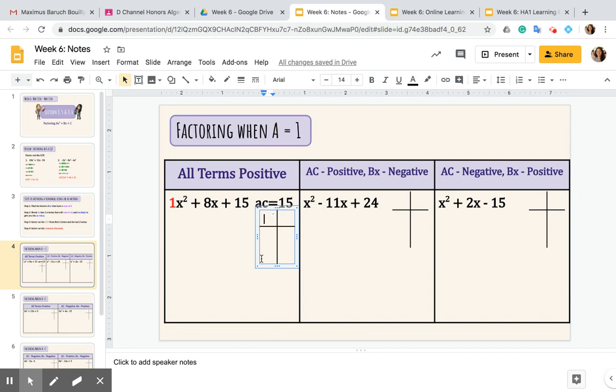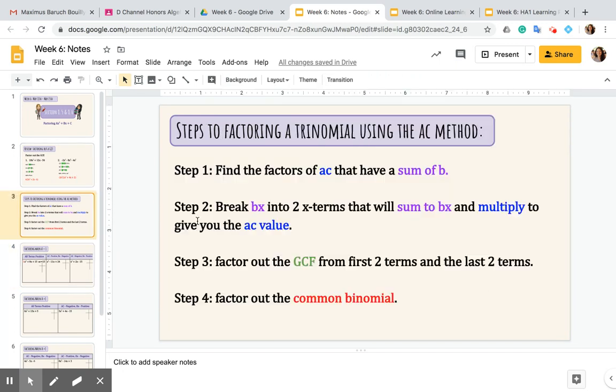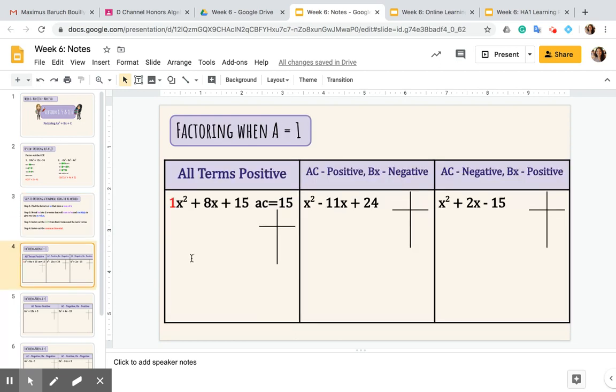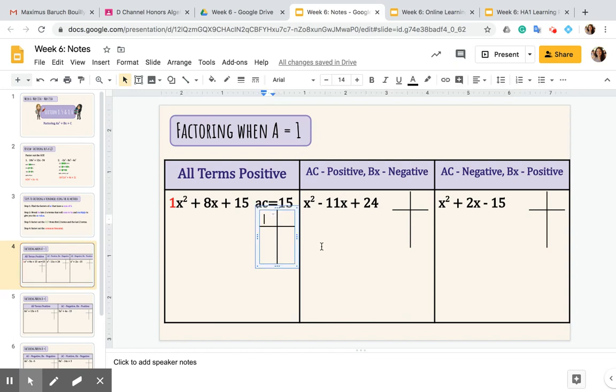I've included a little table here so that I can systematically try to find the factors of AC that sum to B, because I might not get it on my first try. It's kind of like guess and check. 15 is not that bad of a number. There's not a lot of numbers that multiply to 15.